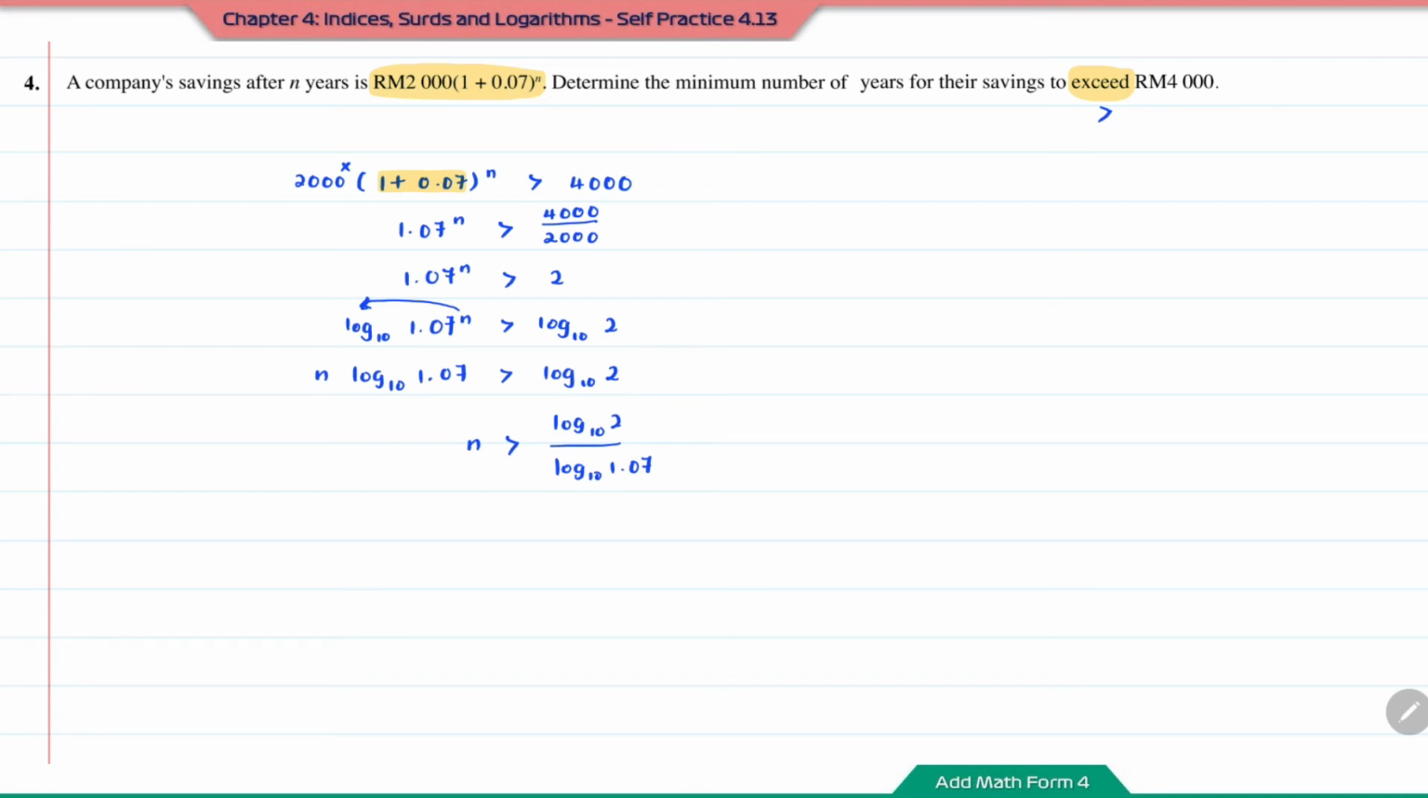So solve this using your calculator, you will find that n is greater than 10.245. So the n here is referred to the number of years, which is a whole number. So the whole number nearest to and greater than 10.245 is 11. Therefore, the minimum number of years, which is the n, is equal to 11.